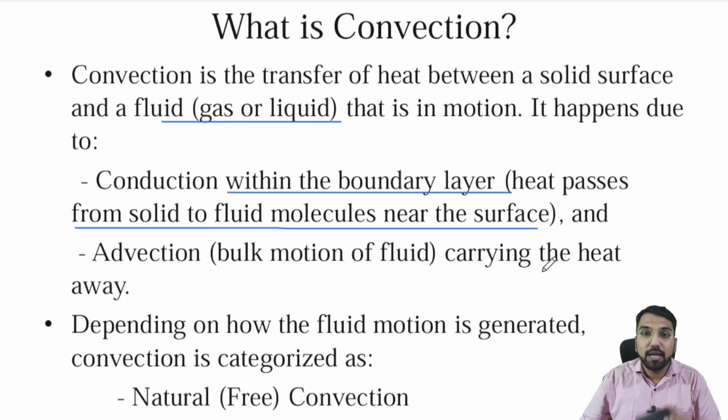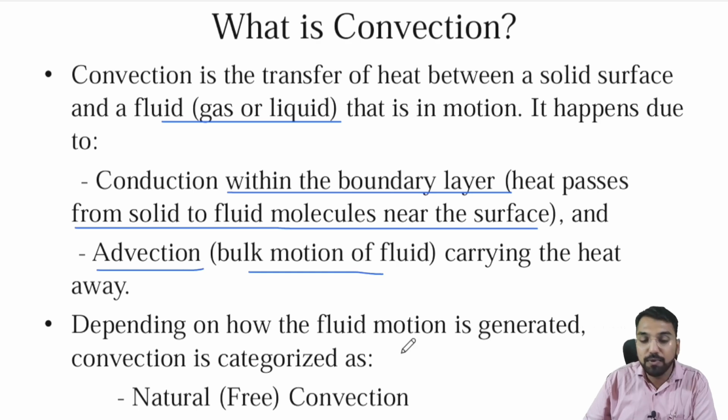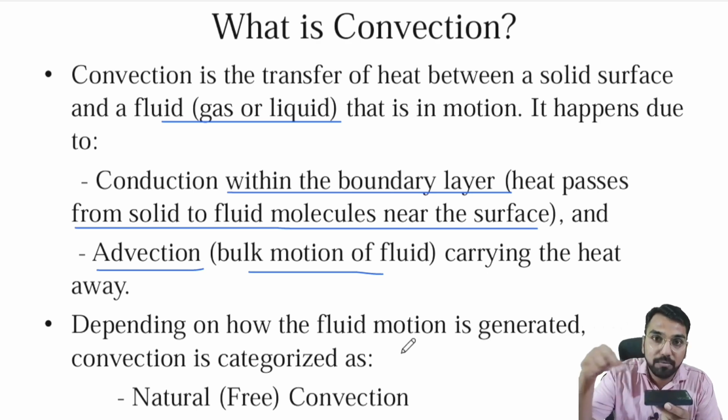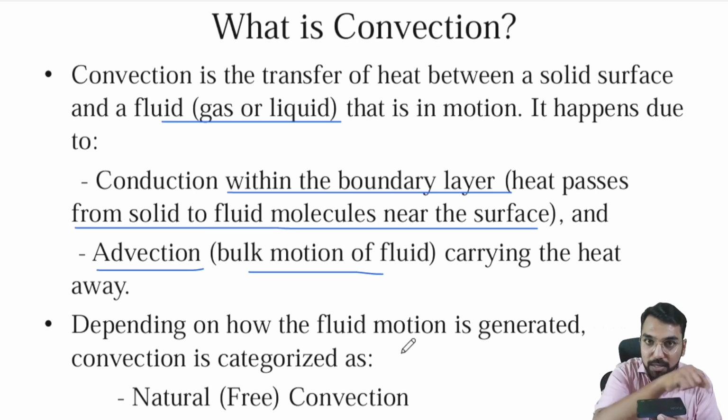So one type of process is formed in convection like this, and another is advection, which is the bulk motion of the fluid. What is meant by that? In this heated plate, let's say the first layer of fluid gets heated, and the second layer will also get heated by conduction from the first layer to the second layer. But when the fluid, that means the air, is in motion over this hot plate, then we can observe the advection phenomenon, or the heat transfer due to this motion of the fluid.